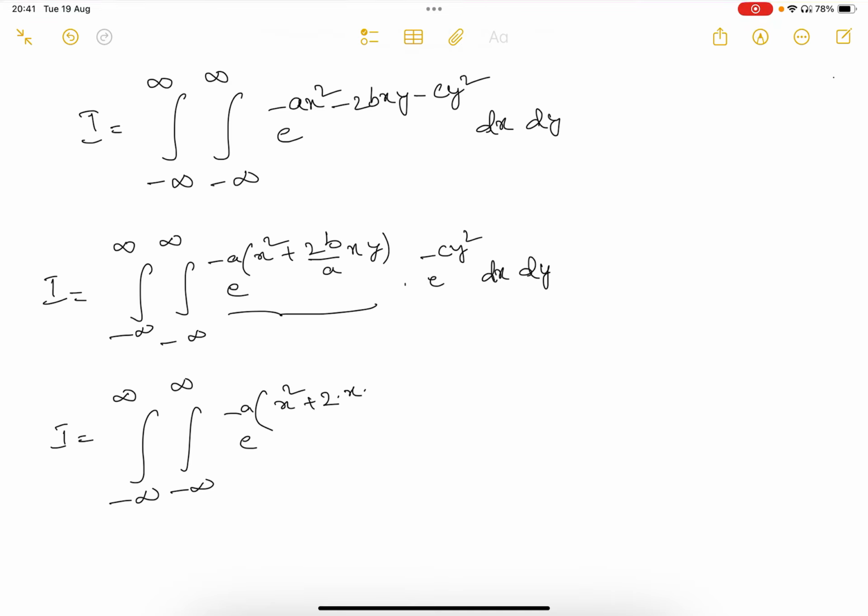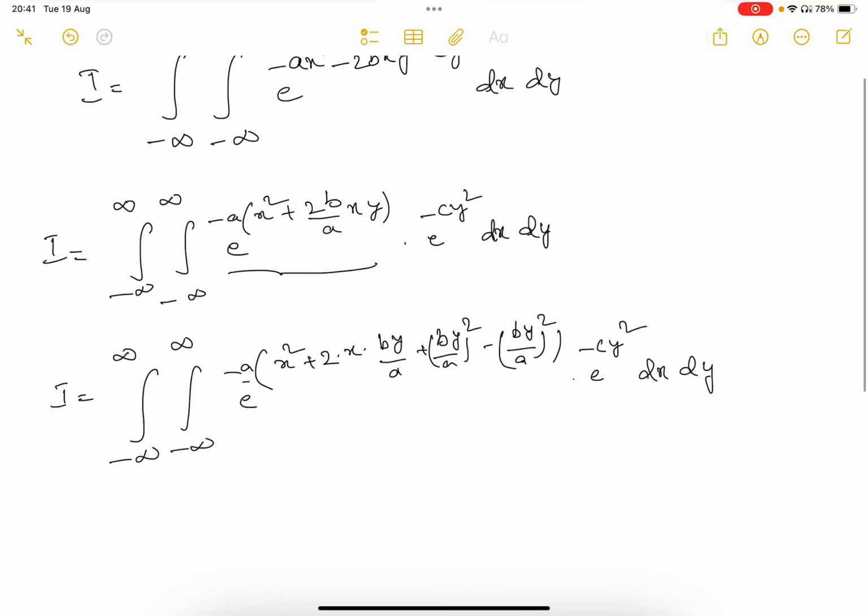x into b/a y. Right? Then you need to add (b/a y) whole square, then subtract (b/a y) whole square. This is the full bracket, which is multiplied with a here, into e to the power minus cy² dx dy.